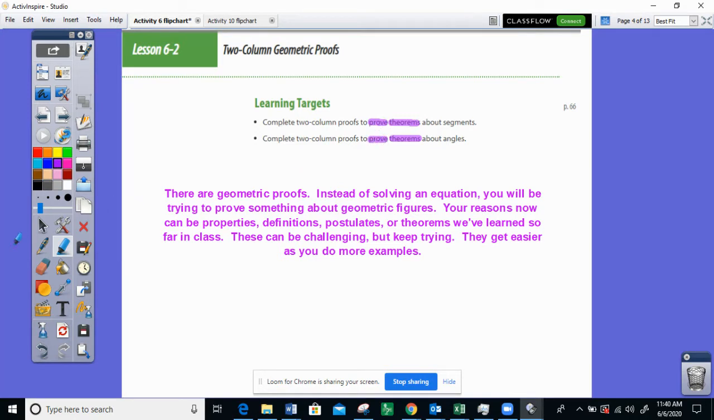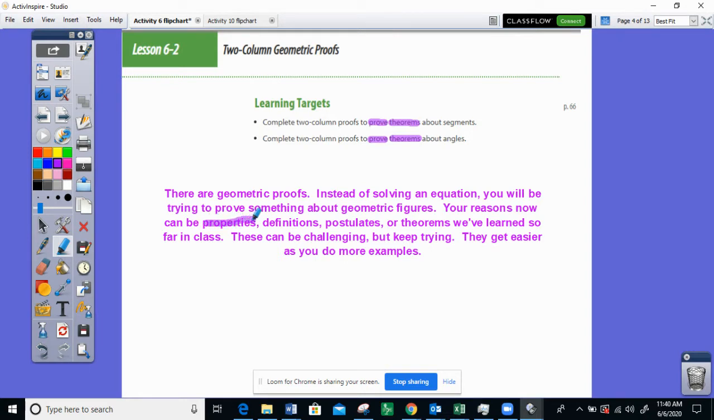A proof uses deductive reasoning to change a conjecture into a theorem once it is proved. So since all of these are going to be geometric proofs, instead of solving an equation, we're going to prove something about geometric figures. And this is a review from activity 6-1.